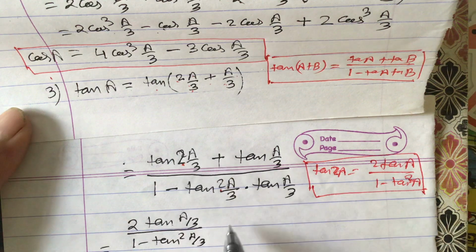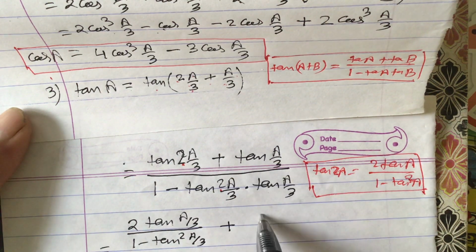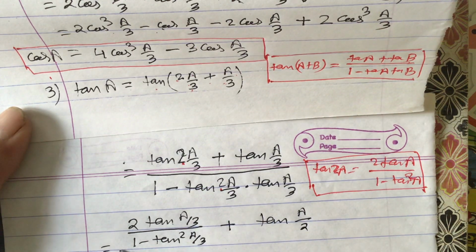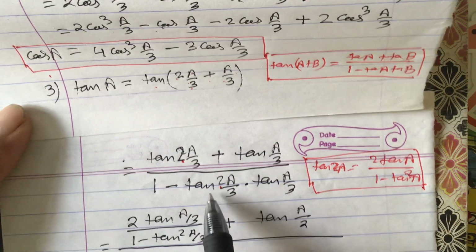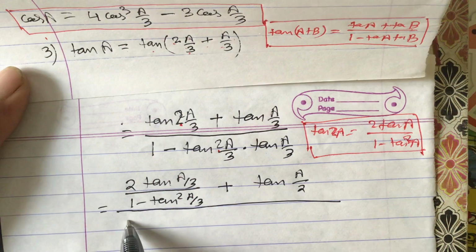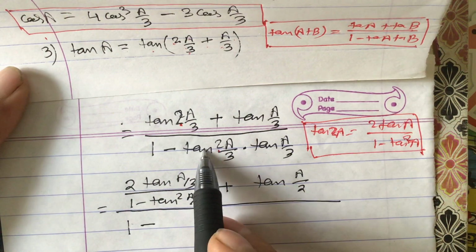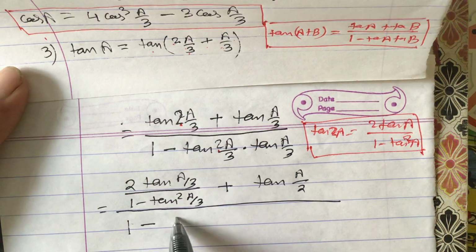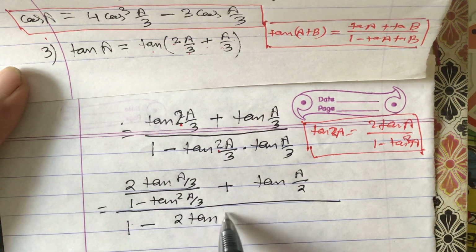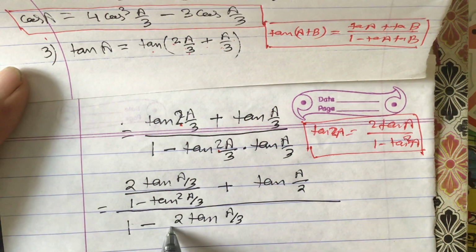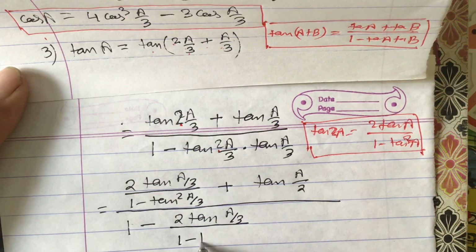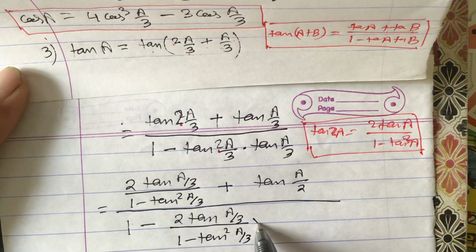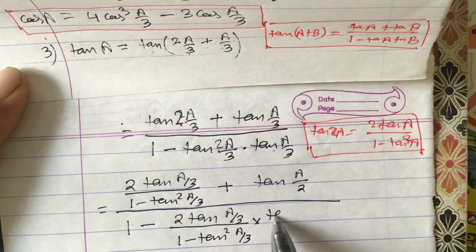Formula for this one. Now plus this tan a by 3 is as it is. We'll write as it is. Whole upon, again see this one now. 1 minus, now tan 2a, where a means a by 3 here also. Tan 2a is 2 tan a by 3 divided by 1 minus tan square a by 3, times tan a by 3 as it is.